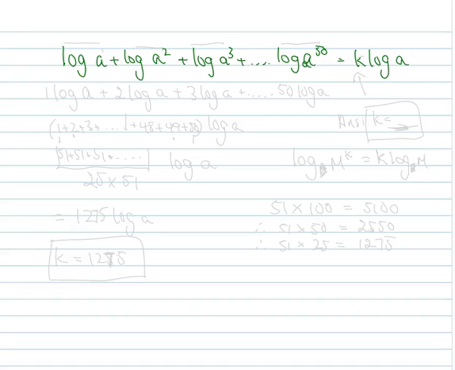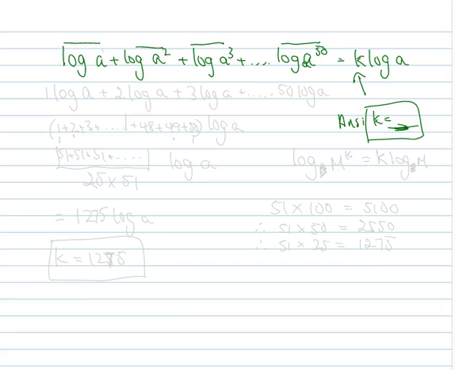Okay, so we had this question here where we've got this equation: log a plus log a squared plus log of a cubed plus all the way up to log of a to the 50 equals k log a. And what we have to do is figure out what k is. Okay, so the first thing you look at is what's the answer going to be? Something like k equals something, and it's going to be some kind of number, right? That's going to be our guess. Okay, so how do we do this?